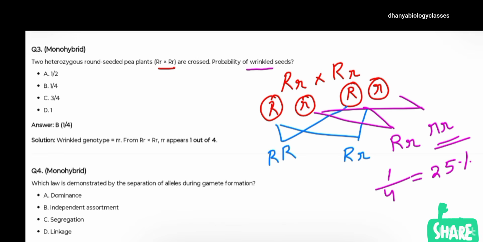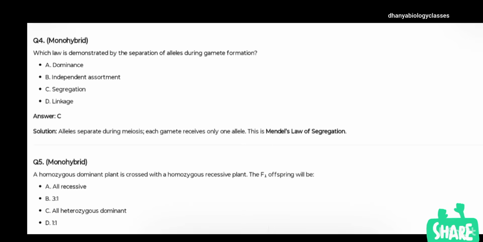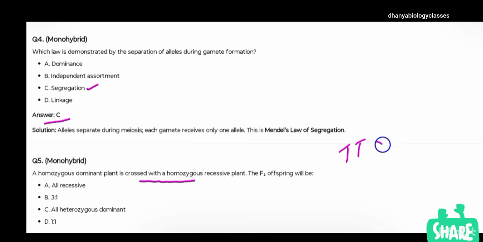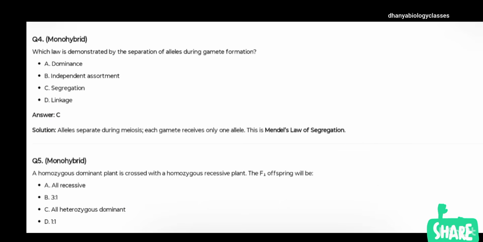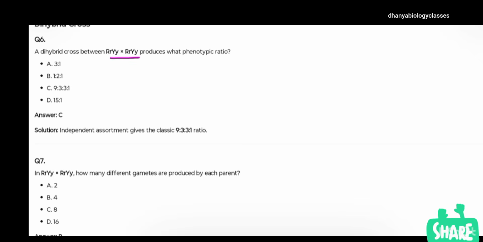Okay. So option B. Next question: which law is demonstrated by the separation of alleles during gamete formation? That is the law of segregation. Option C. Homozygous dominant, capital T capital T, is crossed with homozygous recessive, small t small t. F1 will be, here capital T and here small t, so F1 will be capital T small t, that is heterozygous tall plant. All heterozygous dominant. Option C. And then a dihybrid cross between capital R small r capital Y small y and capital R small r capital Y small y produces what phenotypic ratio? This is the dihybrid cross, and here the phenotypic ratio is option C, 9:3:3:1.